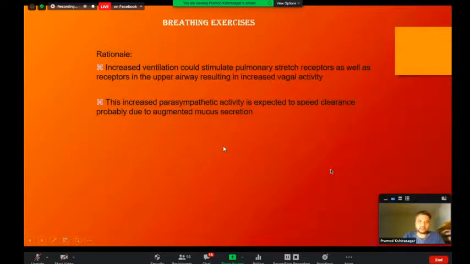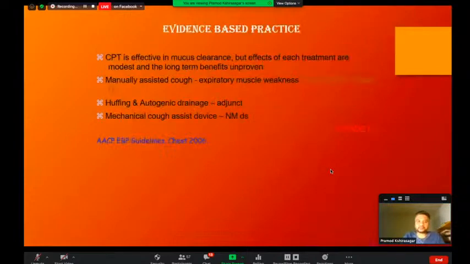But also incorporate the breathing exercises. The rationale is that increased ventilation could stimulate pulmonary stretch receptors as well as receptors in the upper airway, resulting in increased vagal activity. This increase in parasympathetic activity is expected to speed clearance, probably due to augmented mucus secretion. So the breathing exercise also helps in clearing the airway secretions.